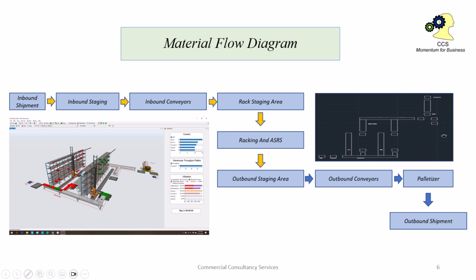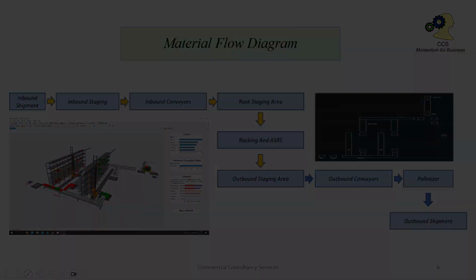Next, items go to the outbound staging area. Through the outbound conveyors, the materials are sent to the palletizer. After palletization, the materials are ready for the final outbound shipment area. This flow represents a simple warehouse process, and we'll replicate it in FlexSim.